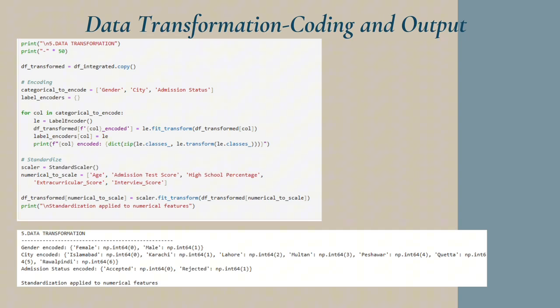For the second iteration, that is city, it converts city names to numbers, print mapping: Islamabad equal to 0, Karachi equal to 1, Lahore equal to 2, and so on. For the third iteration, that is admission status, it converts status to numerical values, print mapping: accepted equal to 0 and rejected equal to 1.